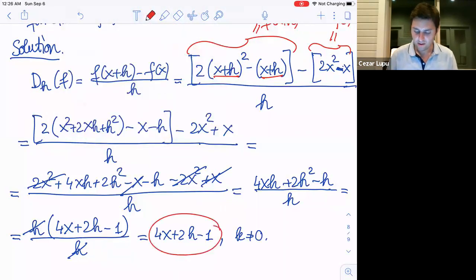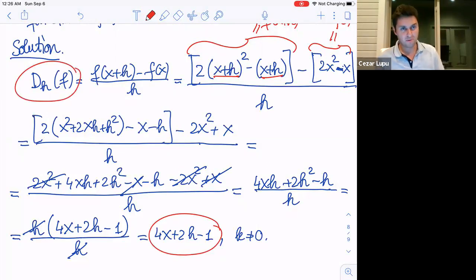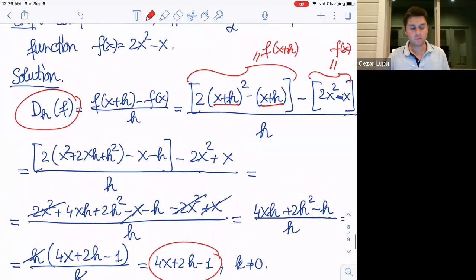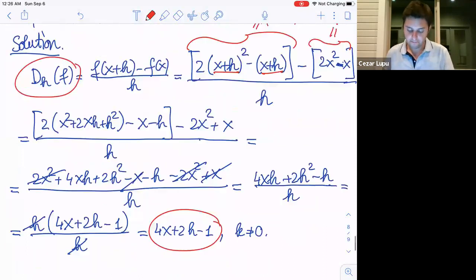But anyway, let's not rush through things. We will see what the derivative is all about in chapter number 3. But I wanted to show you how to compute the difference quotient of a function. Well, this is a quadratic function. All right. Now let's talk about some other types of functions.